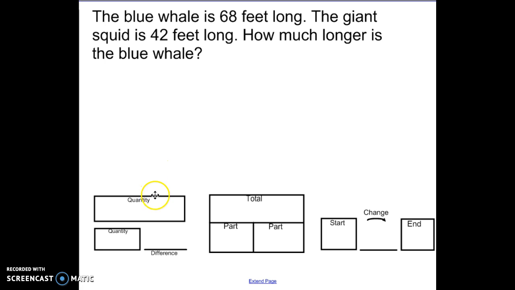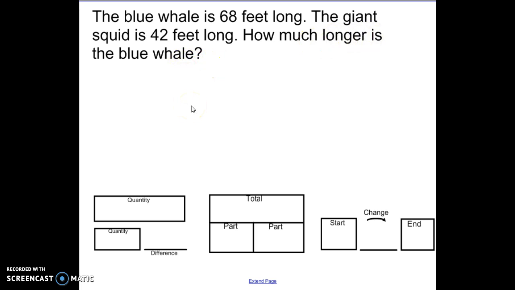The first chart is called a comparing chart, and what will happen is we will be given two amounts, and the children will have to decide how much longer one is than the other using subtraction. The next chart is called a part and total chart, meaning you're given two parts and they are going to ask you to add up the total, and then there is a start and change, meaning there is a change either getting greater or smaller. The first question we'll show you is: the blue whale is 68 feet long, the giant squid is 42 feet long. How much longer is the blue whale?